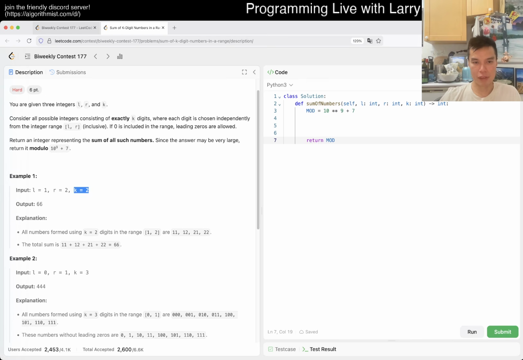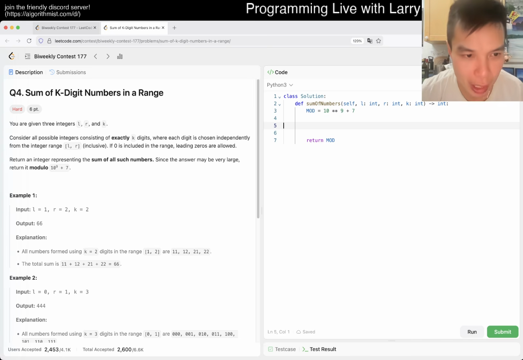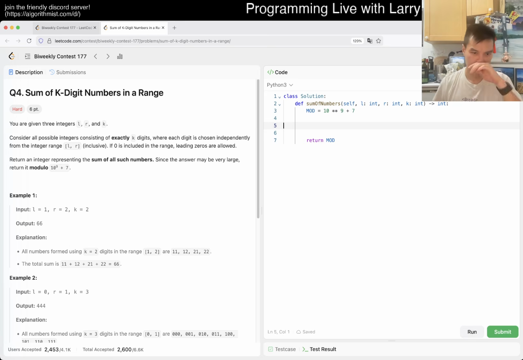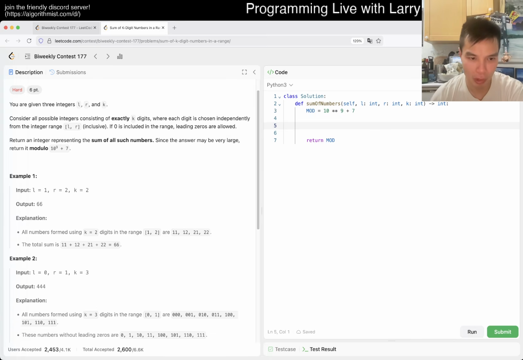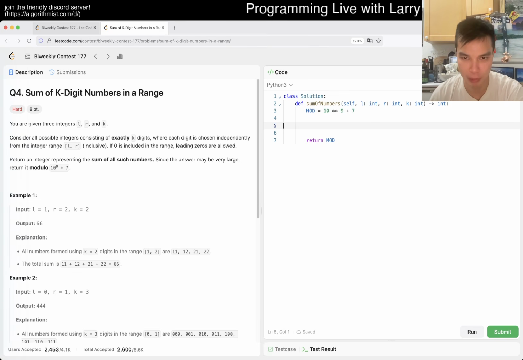K is equal to 2. That means that for this digit, okay, to ask another way, how many times is the first digit a 1? Right? And that is just, okay, that's straightforward. But then now we just have to figure out how to do it for k is equal to 10 to the 9, which I guess is the hard part.